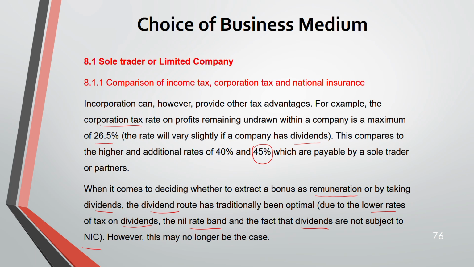However, this may no longer be the case. Sometimes you might be an additional rate taxpayer. You might have such a high dividend that you're not going to get any benefit out of it. Sometimes if you compare the salary and the dividend, the difference is not so much. In that case, you can have a choice. But if the difference is very significant, you can very easily make the decision.